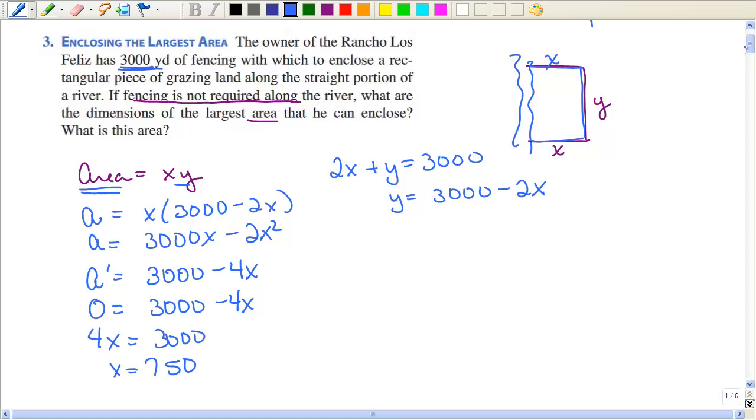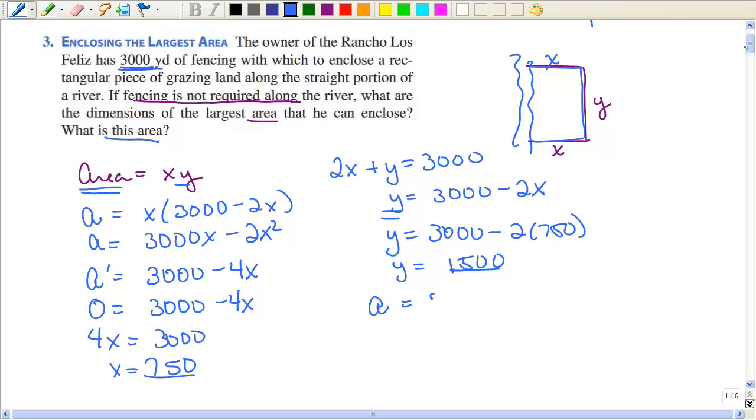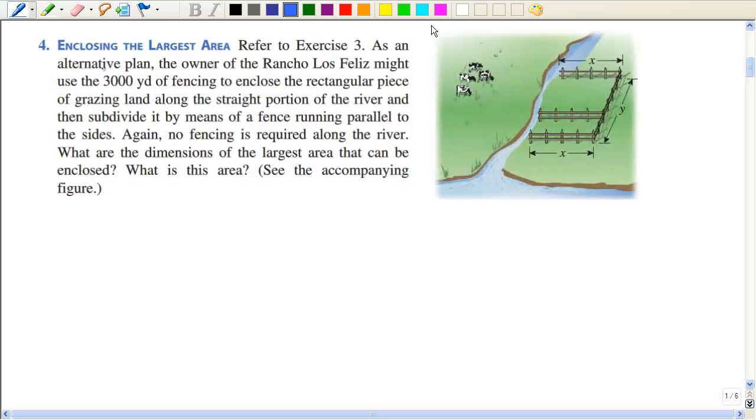And it says what are the dimensions? What are the dimensions and what is the area? So I not only have to get x, I also have to come back here and get y. So y is going to be 3,000 minus 2 times 750, which is 1,500. So my dimensions are 750 by 1,500, and my area, those two quantities multiplied together, would be 1,125,000 square yards.